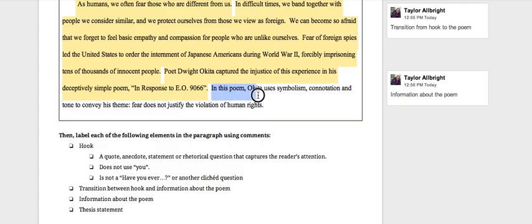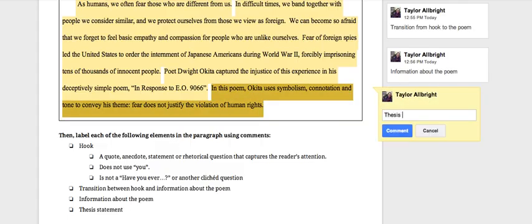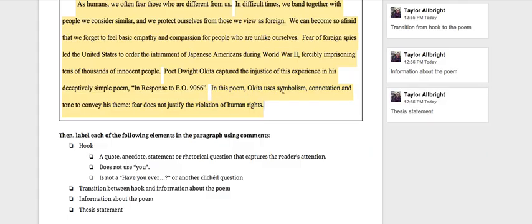Finally, our last sentence is the thesis statement. Note in my thesis statement, I have three devices: symbolism, connotation, and tone. And then I have the theme: fear does not justify the violation of human rights. Notice that I only use the poet's last name, Okita. Since I gave his first name in the prior sentence, I don't need to say his first name again.